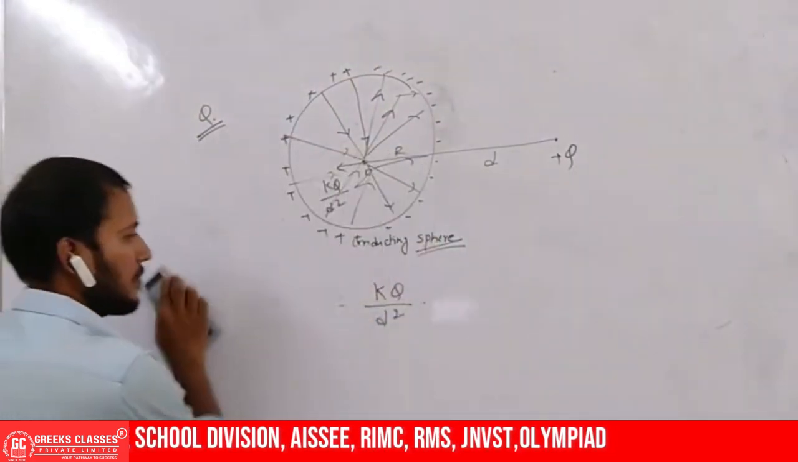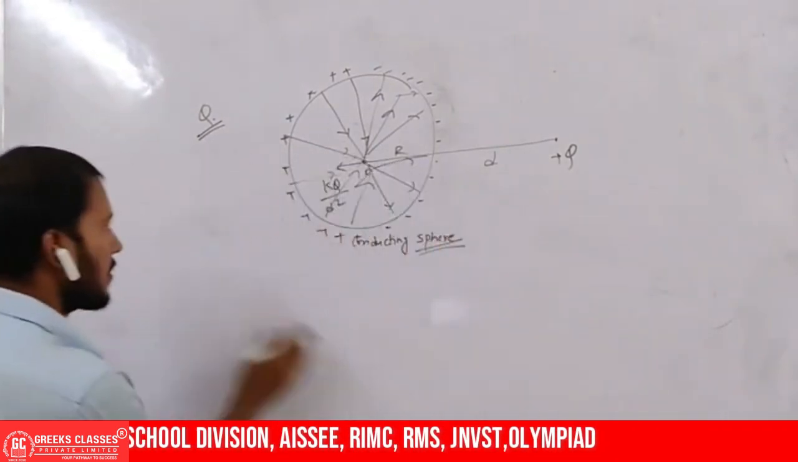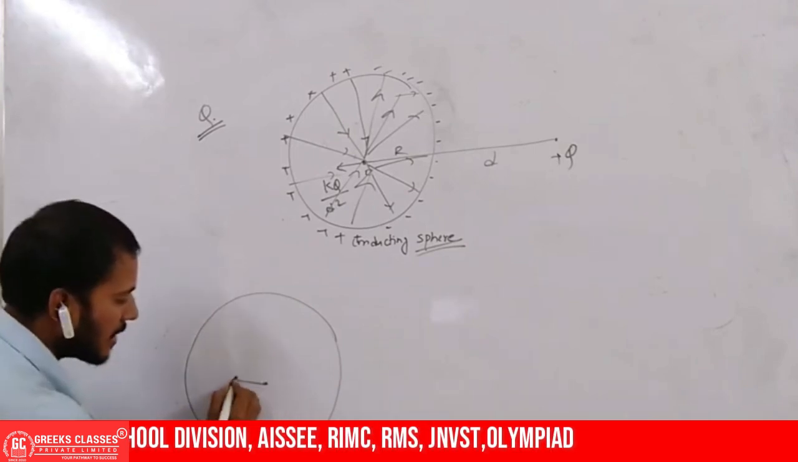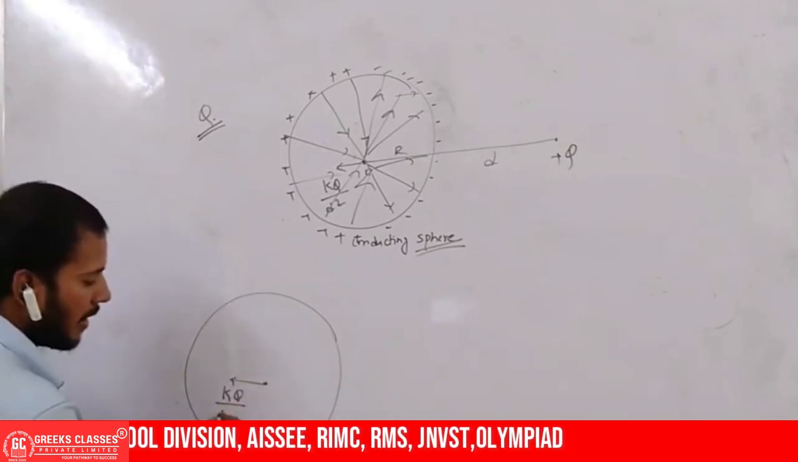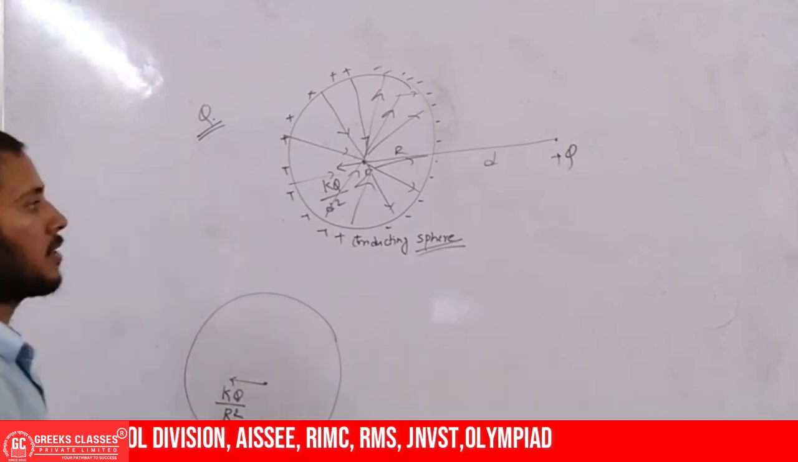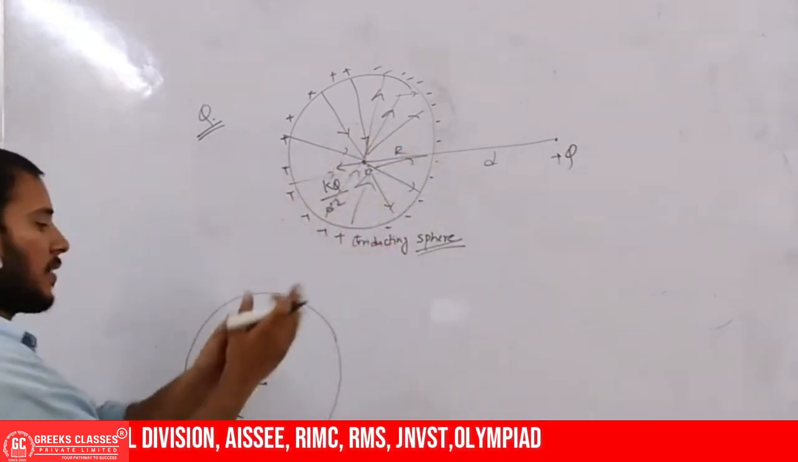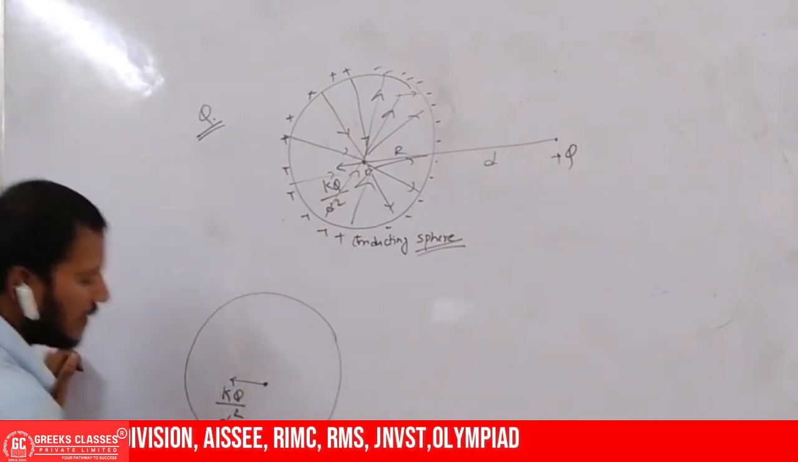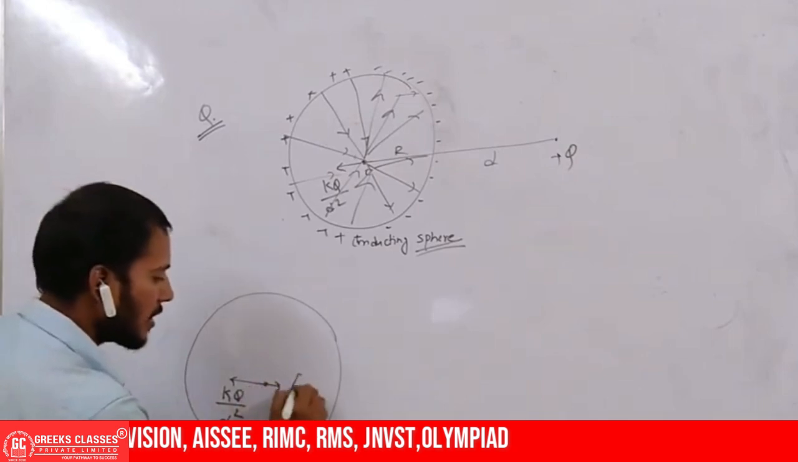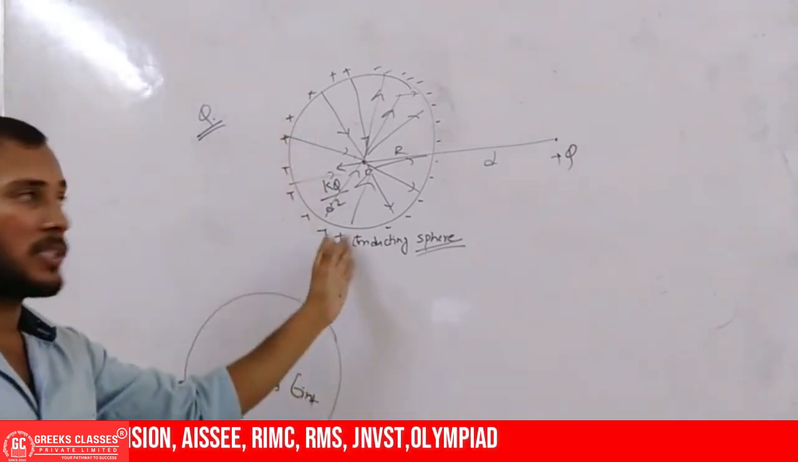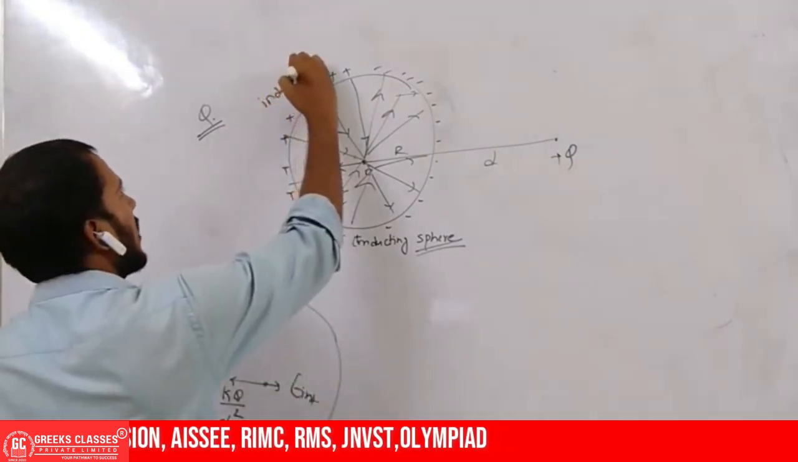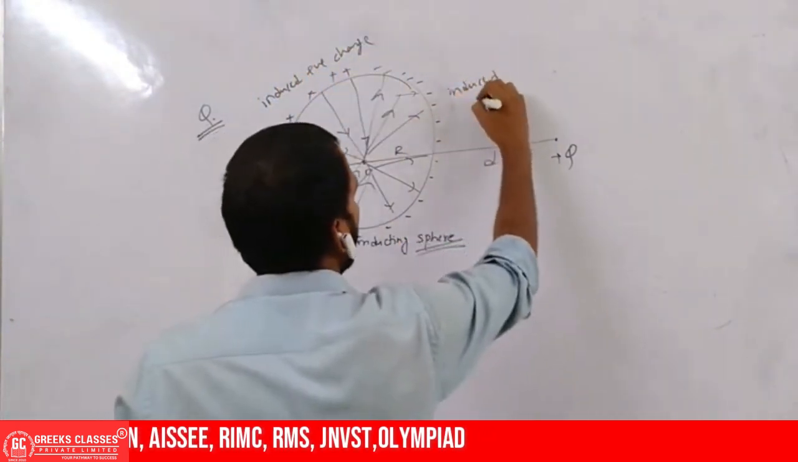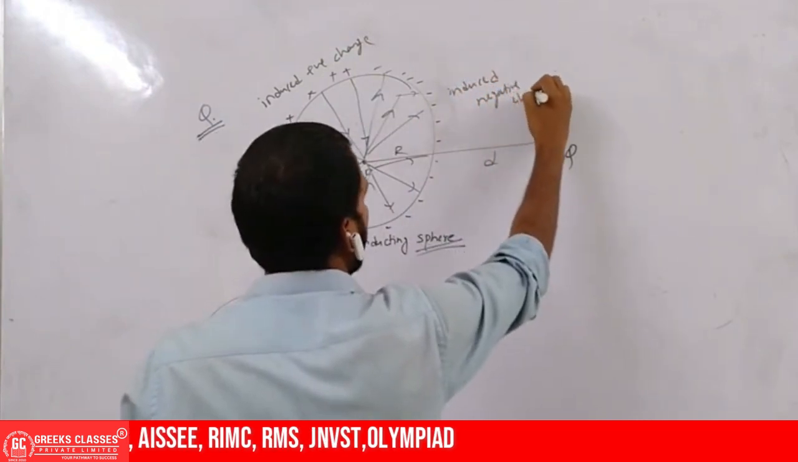Now see, the situation is, this is the sphere, the whole conducting sphere. The external electric field at this point O is KQ by, not R square, KQ by d square. And there is an internal electric field which is generated due to this induced positive charge and this induced negative charge.